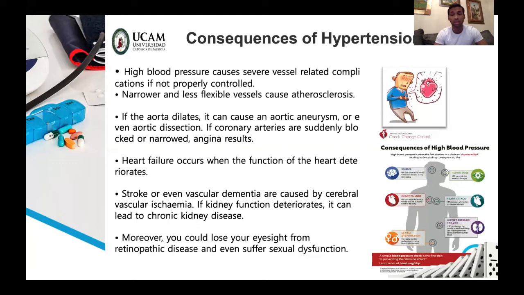And then we see kidney disease or failure, which is when the kidney starts to deteriorate, it can lead to chronic kidney disease. Moreover, you can lose your eyesight from retinopathy. This is when our retina starts to be affected, the eyesight starts to decrease, and we are not able to see. And then the last one is sexual dysfunction, when our sexual organ system stops functioning. Okay.